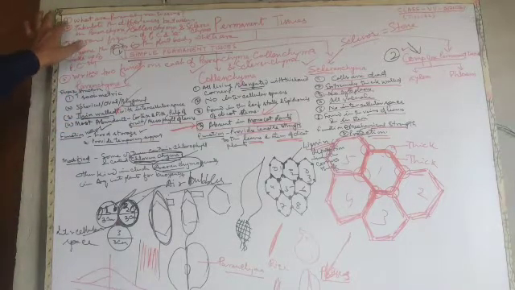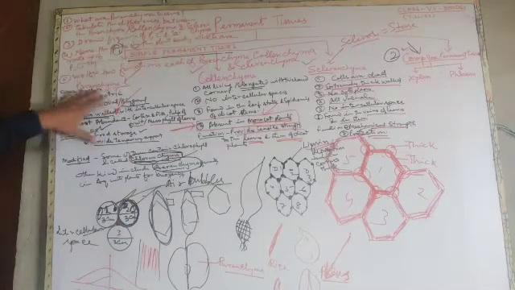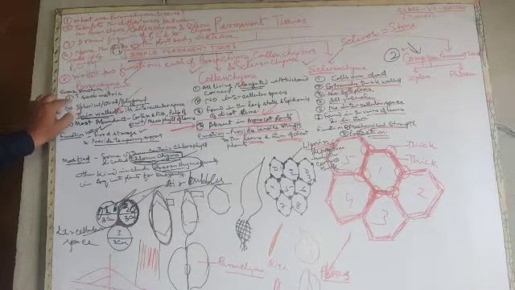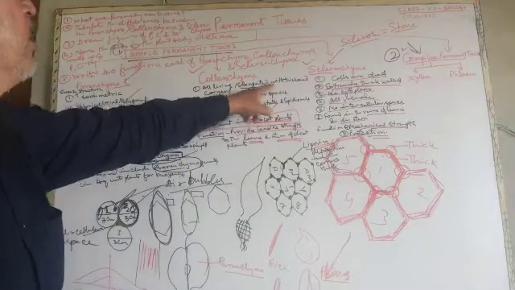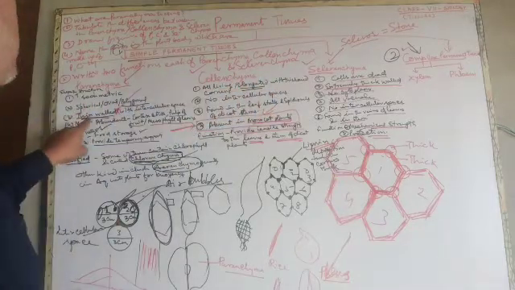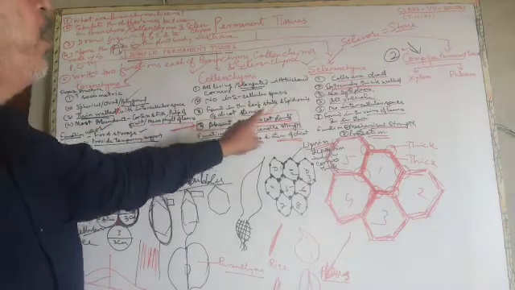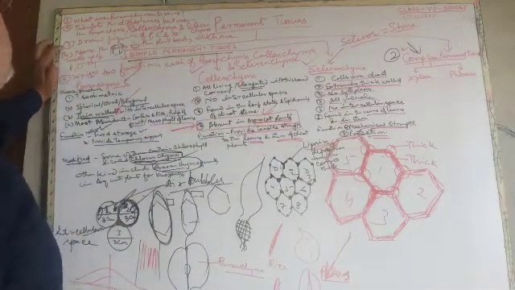Then the second question is: tabulate the differences between parenchyma, collenchyma and sclerenchyma. In this way, as I have written on the board, you write shape and structure: isodiametric. So here what shape? They are elongated. Here thin walled, here thick walled. Here no intercellular, here intercellular space. Here in this case no intercellular space. Here also no intercellular. So these differences you will write.